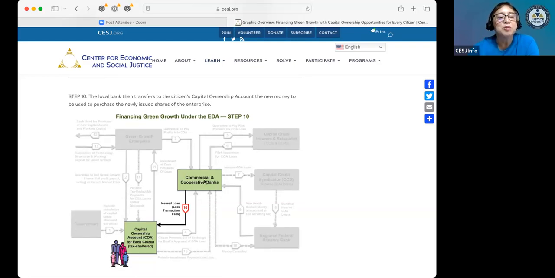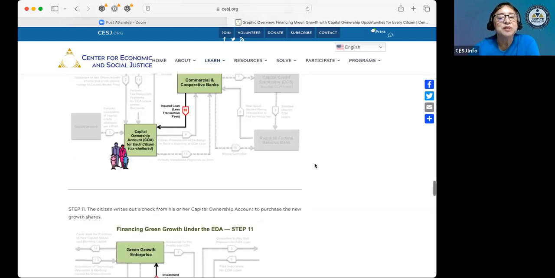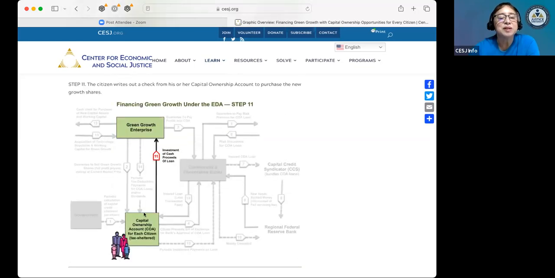Okay, so then the commercial bank is going to take the money that was created by the regional Fed, and it's going to flow it through the account, and the account is going to buy shares from this corporation. So it's buying the shares and it's paying the money. And as we'll see in a second, the corporation writes out a check. So that's just the formality of how the shares are purchased. Writing a check from the account to the enterprise that is going to issue the shares to the account.